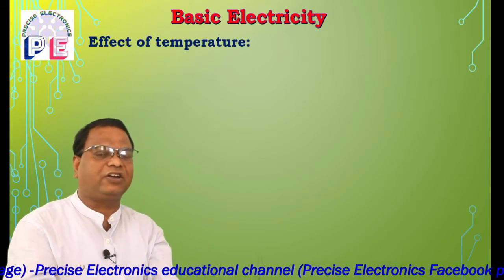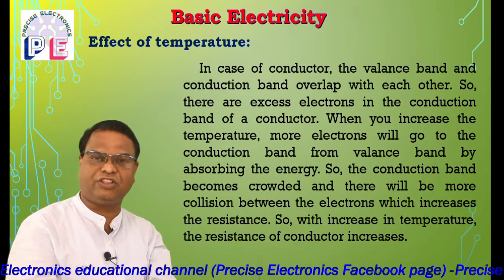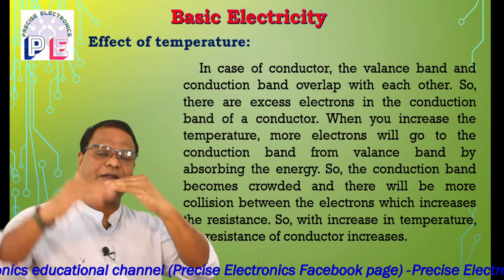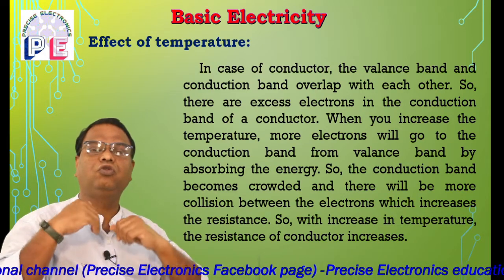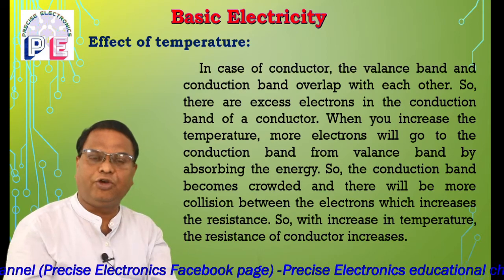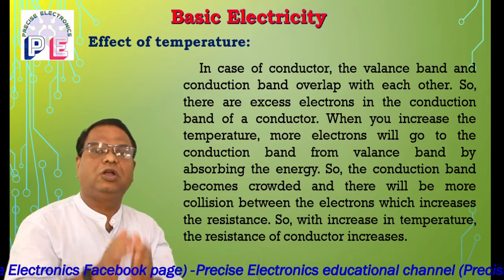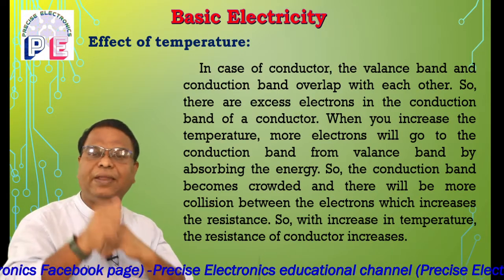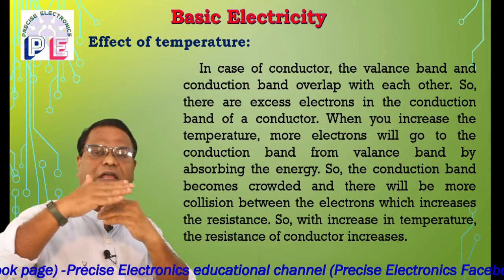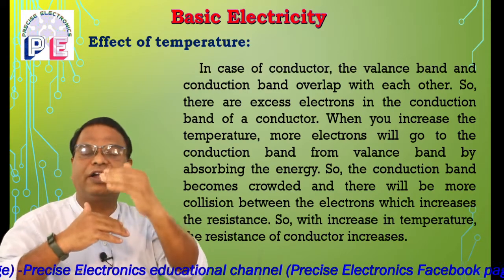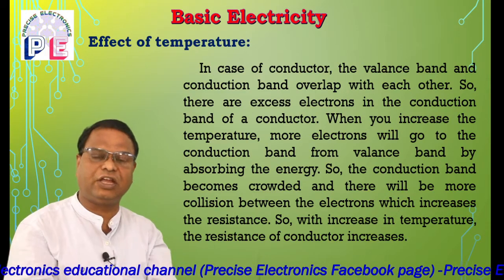First of all, in case of a conductor, the valence band and conduction band are overlapped with each other. This is the valence band and this is the conduction band. So there is no energy gap, no band gap, due to which there are more free electrons in the conduction band. But suppose the temperature of the element increases. Then more electrons are able to move to the conduction band, and the number of electrons in the conduction band increases.